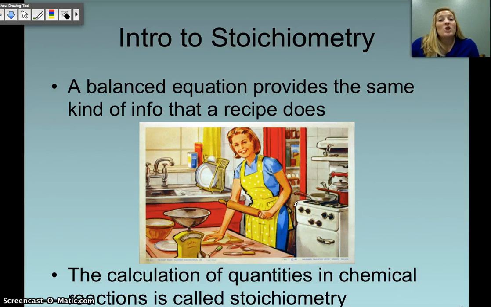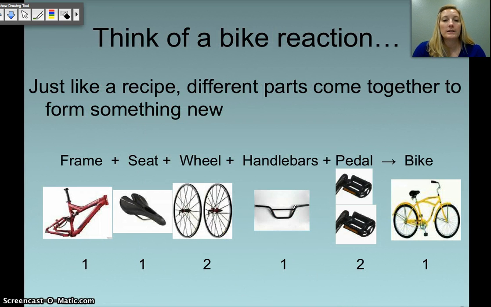Sometimes that means 2 sticks of butter for every 1 bag of chocolate chips to make chocolate chip cookies. But in chemistry, it might mean 2 moles of hydrogen gas to every 1 mole of oxygen gas to get water. It's all just calculation of quantities.